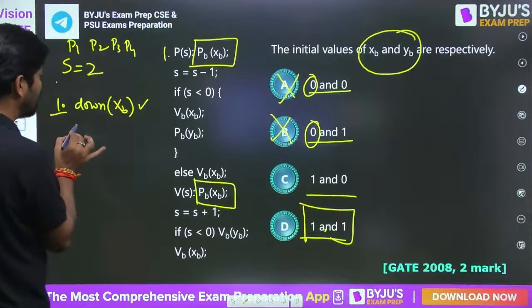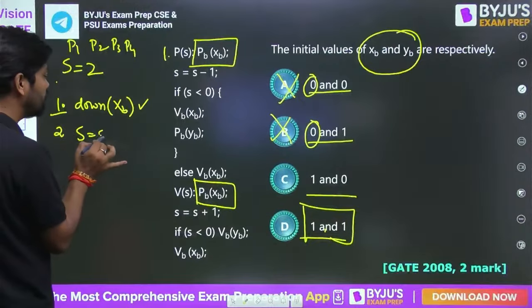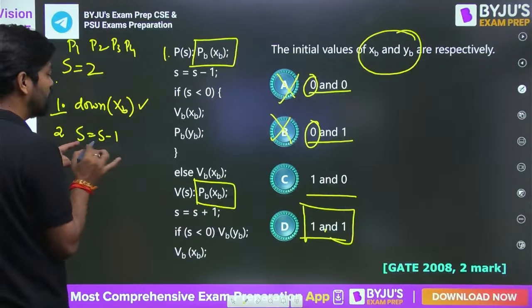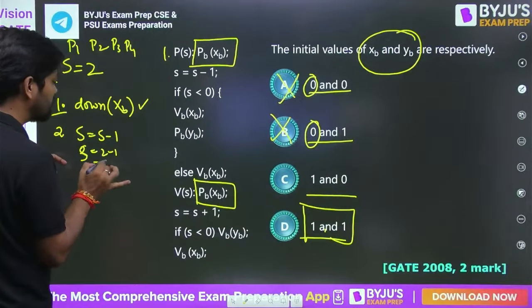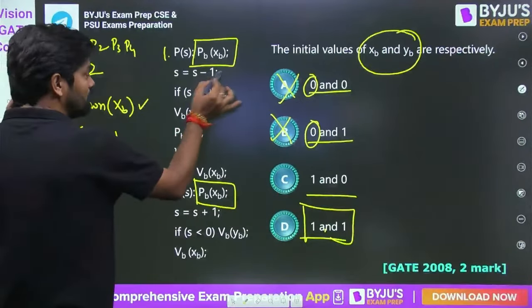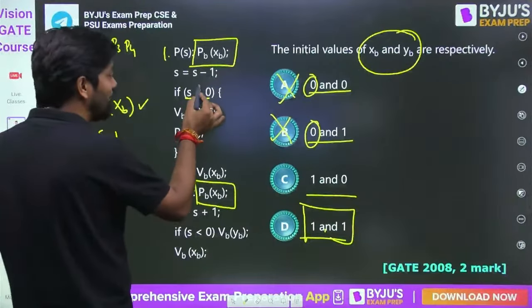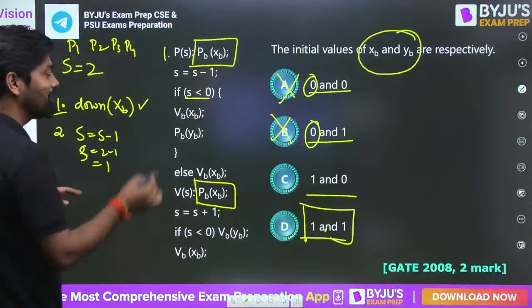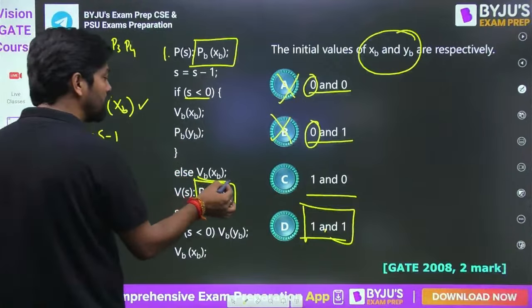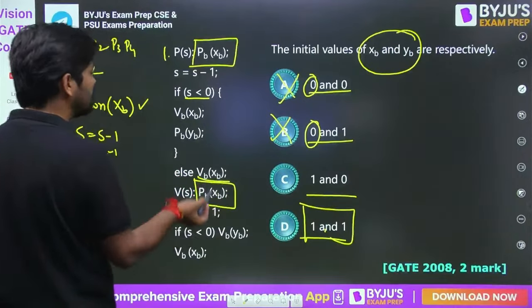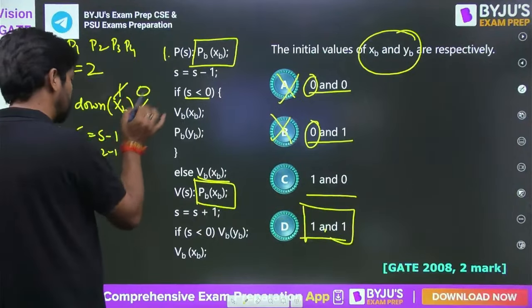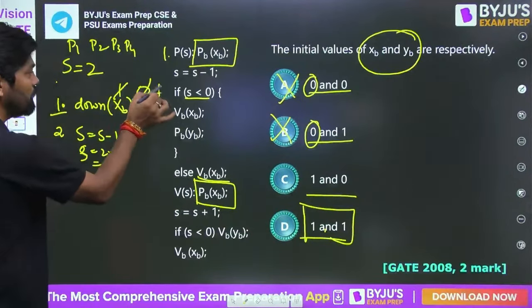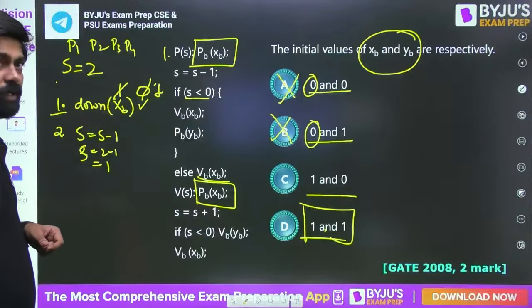Now the second line, S equal to S minus 1. What is the S value? 2. So S equals 2 minus 1, which is 1. So the S value is 1. Is S less than 0? No, S is not less than 0. So else, V on XB: just increase the value. It was 0, now 0 becomes 1. Are you getting my point?